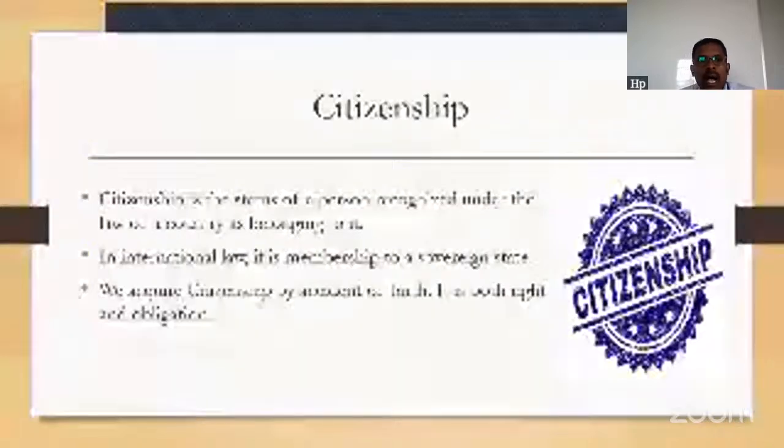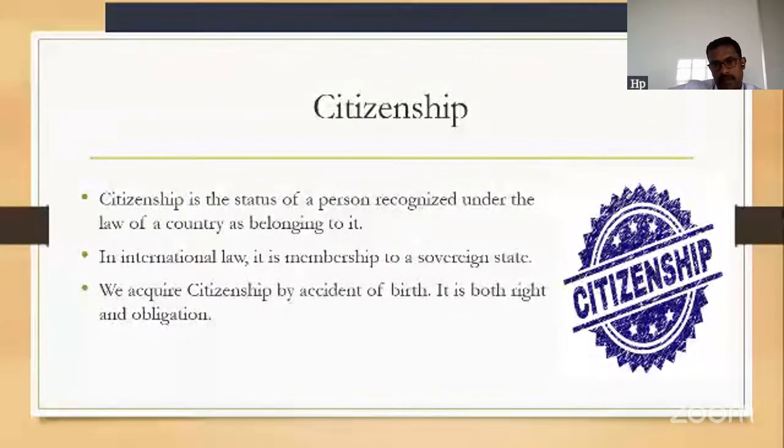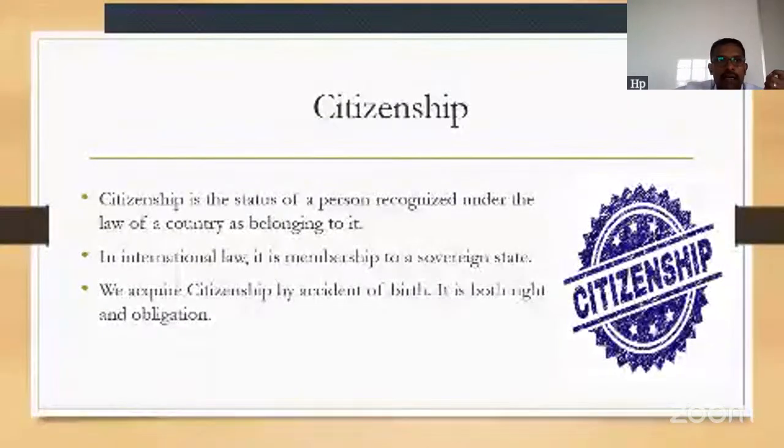In international law, citizenship is a membership to a sovereign state. We acquire citizenship by accident of birth. It is both a right and an obligation. In India, I have Indian citizenship because of my birth, and it is my right too. So it is both the right and obligation.